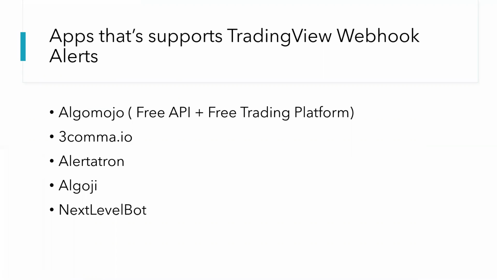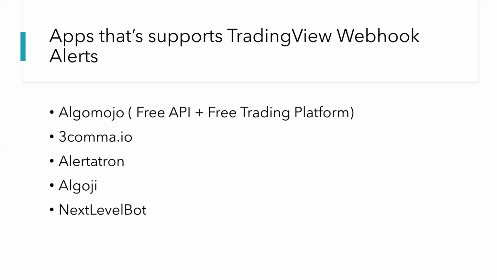So these are some of the applications which are allowing you to do automated trading on various platforms. AlgoMojo currently is supporting Indian brokers, and 3comma.io, again, they are supporting international markets and cryptocurrencies. Alert.tron, again, they are capturing the alerts and sending them to, I think, Telegram. And they're also capturing the screenshot. That is what I heard last time.